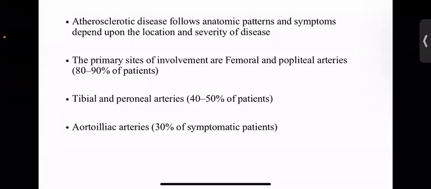For about 40 to 50% of patients, the tibial and peroneal arteries are involved, and these patients have more distal clinical presentations, like pain in the toe and the distal end of the foot. In aortoiliac disease, which is found in about 30% of patients, presentations will be higher up, around the hips, buttocks, and thighs. Particularly in men, sometimes they present with a syndrome known as Leriche syndrome, which is a triad of claudication, diminished or absent pulses, and erectile dysfunction.